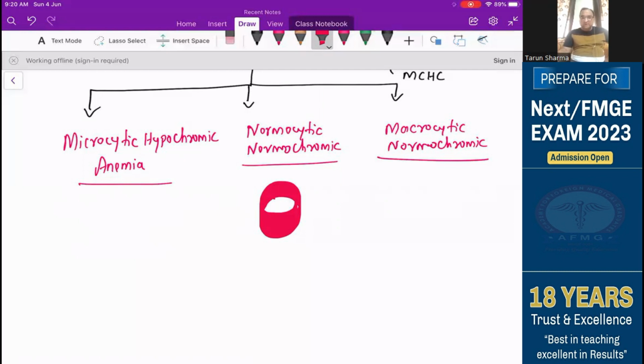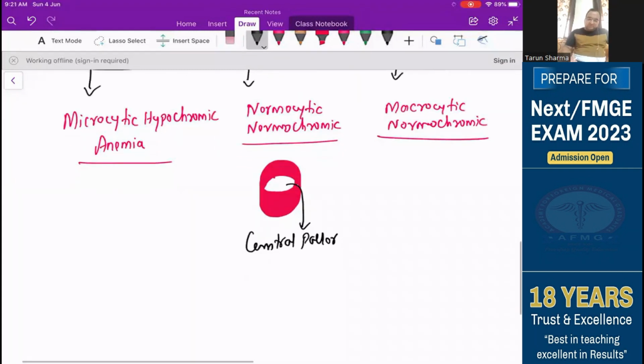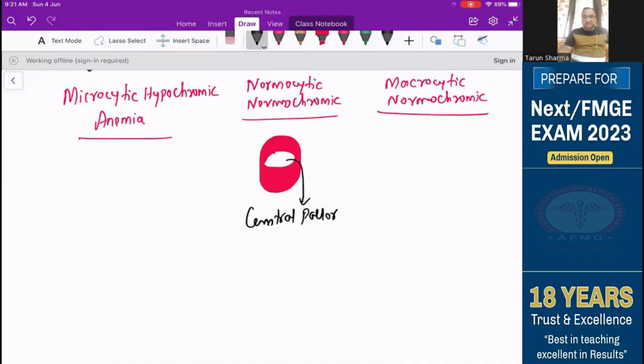And every normal RBC will have a central pallor. You can see in the center there is no staining. This is called central pallor, because in the center of every RBC, if you stain it, you are not going to see any red color there. So is it abnormal? No, it is not abnormal. Every normal RBC will have a central pallor, but how big should it be?